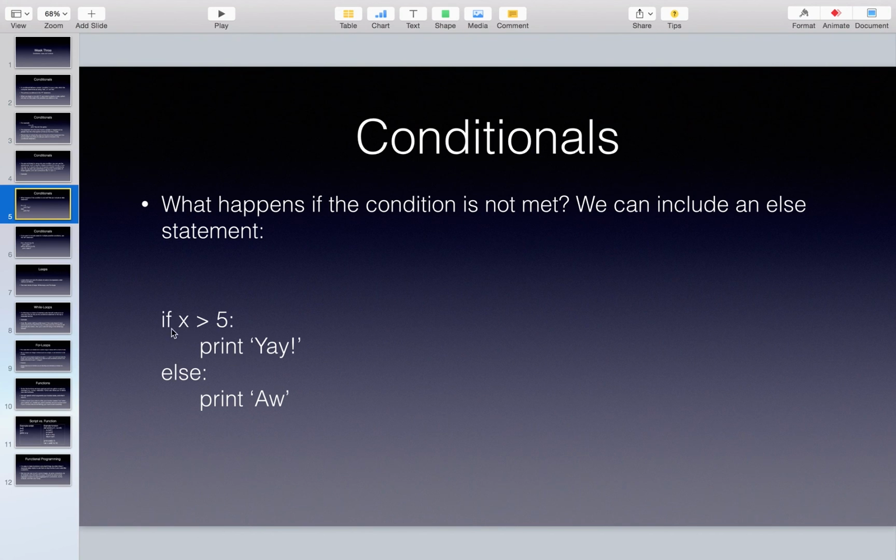So you can say if x greater than 5, print yay, else print aw. And so you can see, if I didn't have this else statement there, it would print aw every time, regardless of whether it had printed yay before. So I can have this else statement to specify what happens in the case that it's not true.